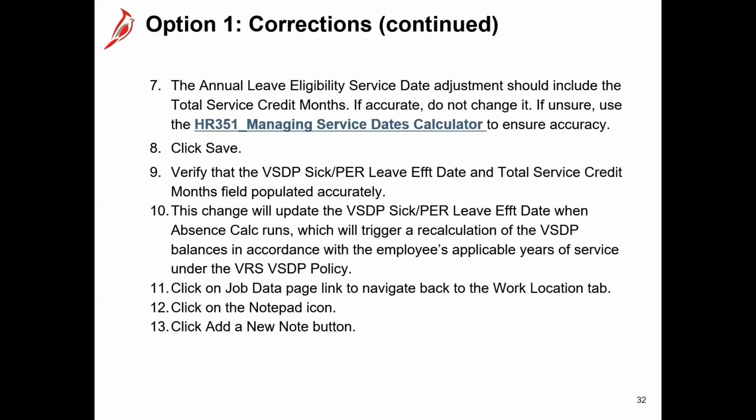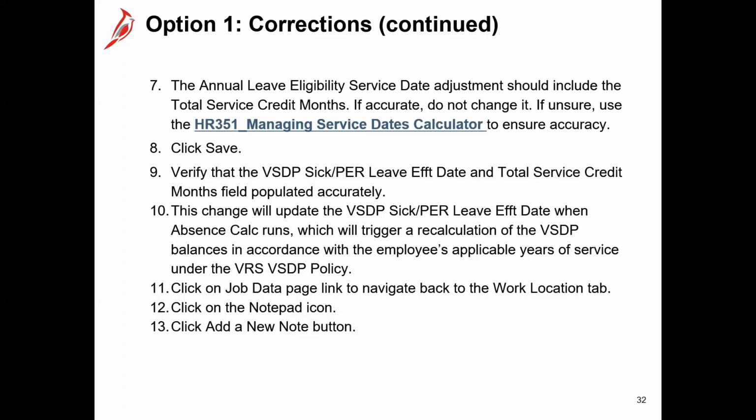Next, the annual leave eligibility service date adjustment should be included, and it should include the total service credit months. If it's already accurate on the employee's record, you won't need to change it. But again, you can confirm by using the calculator. Once you've entered this information, you'll save the record.